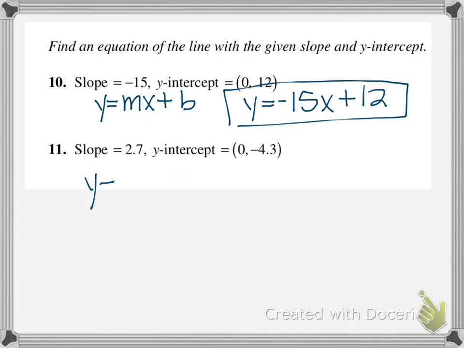On this one, it's always going to be y equals my slope, which is 2.7, x, and then our y-intercept, which looks like it's negative 4.3. So you can put minus 4.3 or you can put plus negative 4.3. It doesn't matter.